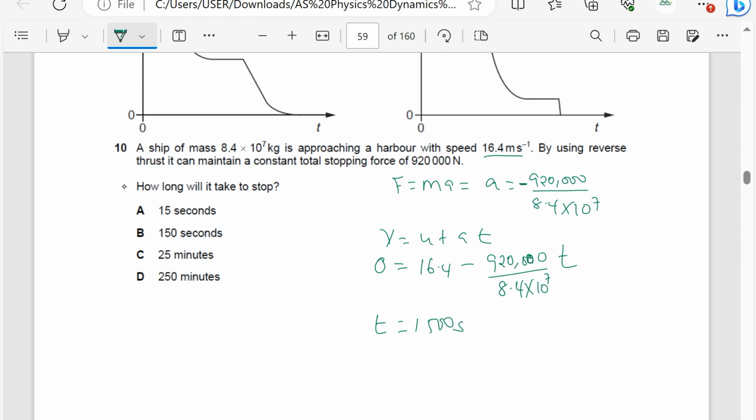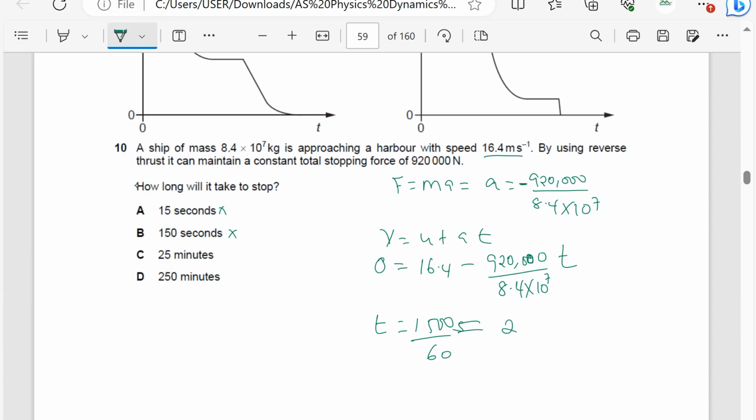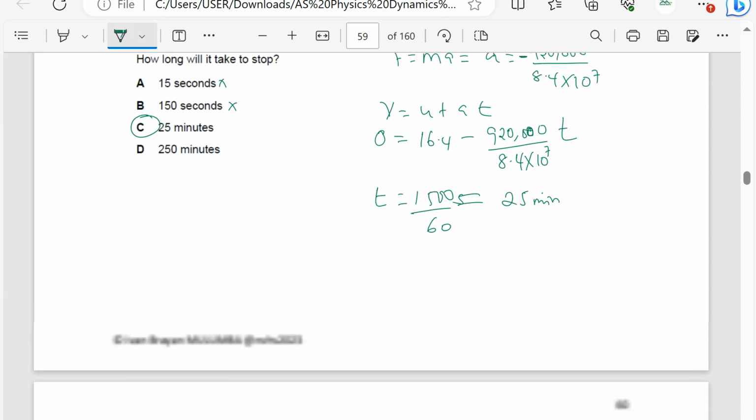And the answers are given. We don't have 1500 seconds here, but we have minutes. Let's check minutes. If I divide this by 60 to change it to minutes, it is 25. This is 25 minutes. So the answer is going to be C.